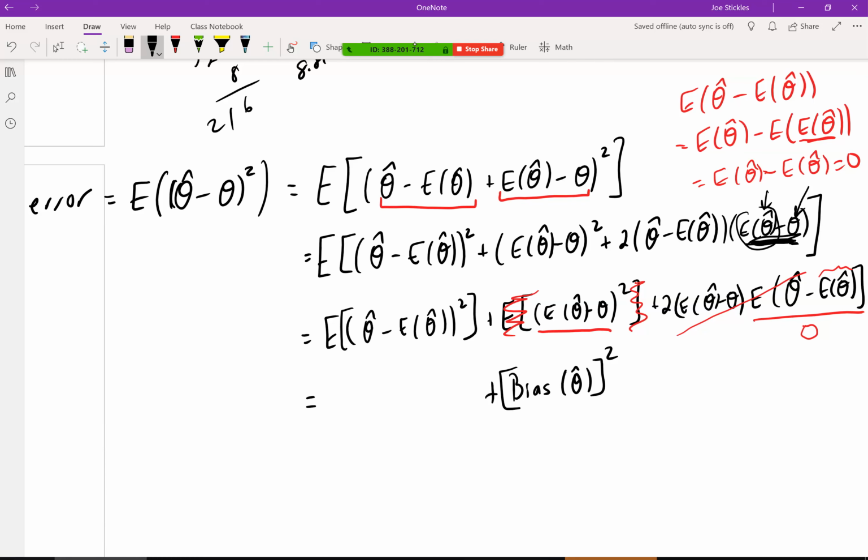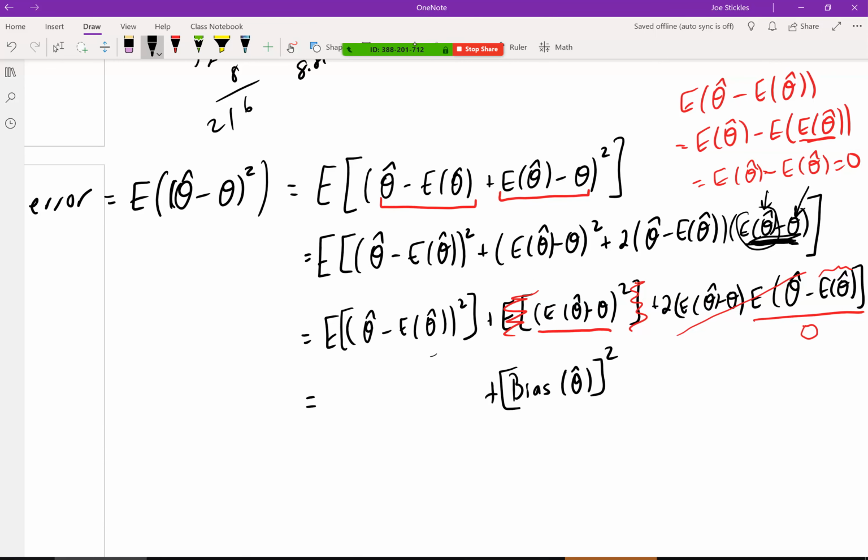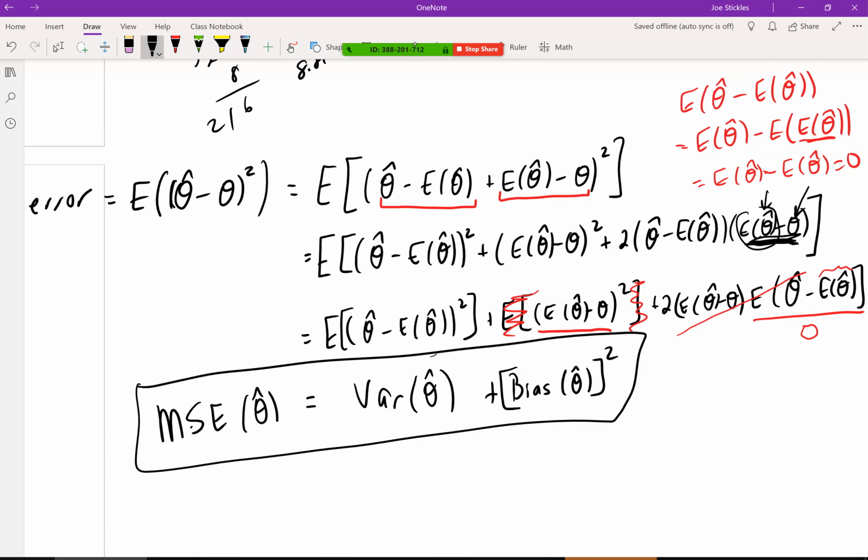And now in the first one, this is a definition. I'm taking a random variable, subtracting its expected value, squaring it and taking its expected value. That's the definition of variance. So when you actually compute mean square error of a statistic, you do the variance of the statistic and add the square of the bias.